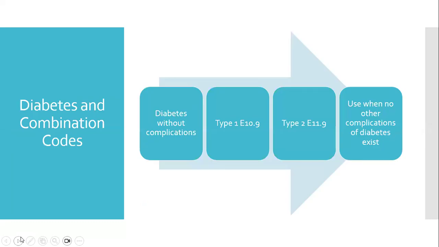So, some of the things to consider: diabetes without complications. When it tells us that it is type 1 without complications, that's going to be our E10.9. Type 2 without complications is our E11.9. And you need to know when to use the combination codes when there is a complication due to diabetes.